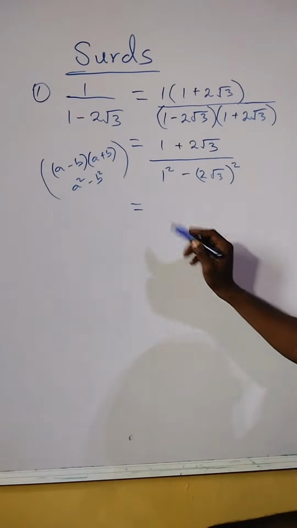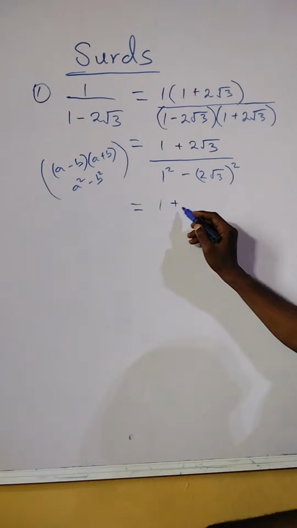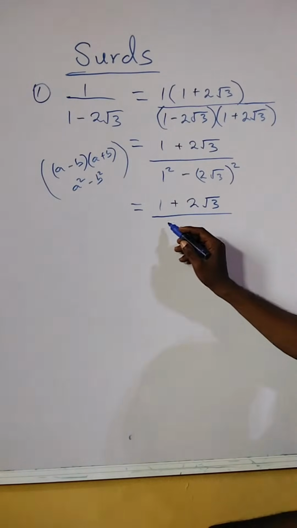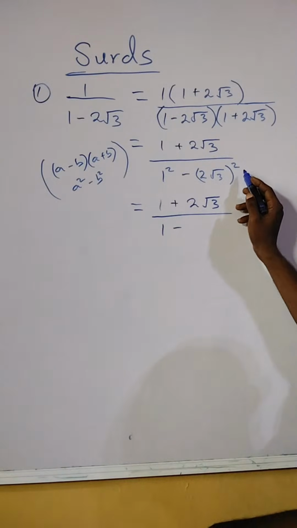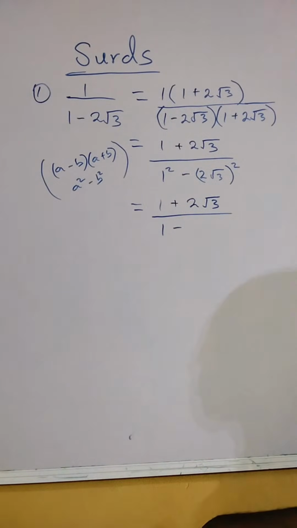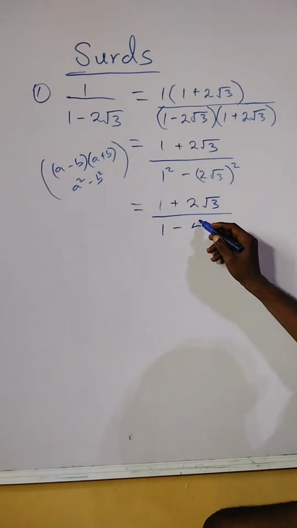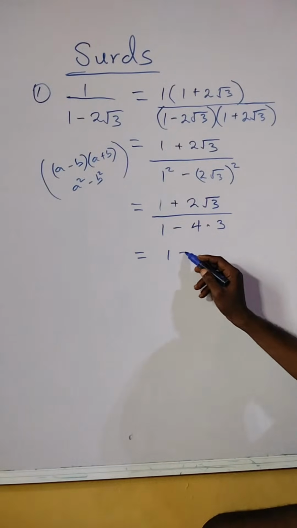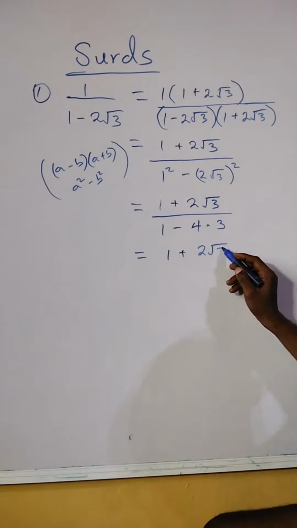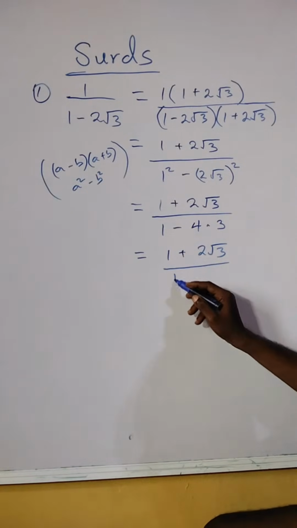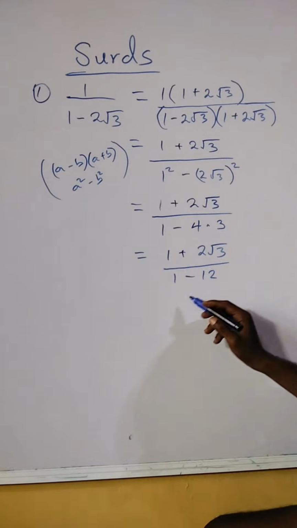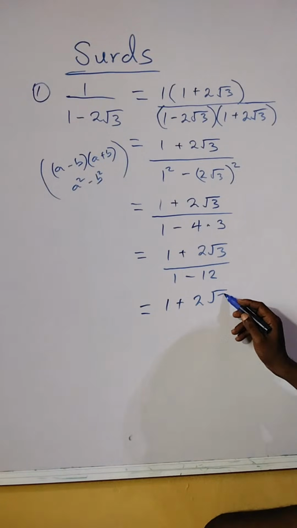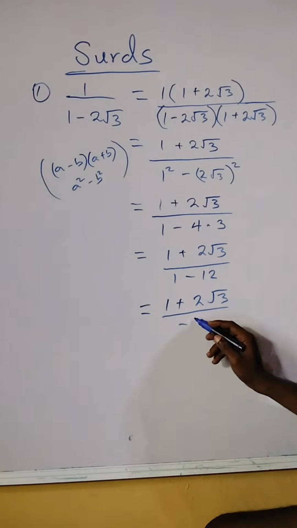That is, here we have 1 plus 2 root 3 divided by 1 squared, which is 1, minus 2 root 3 squared. Here the square affects 2 and root 3. And 2 squared is 4, times root 3 squared, that's 3. We have 1 plus 2 root 3 divided by 1 minus 4 times 3, that's 12. Then this becomes 1 plus 2 root 3 over 1 minus 12, that's minus 11.